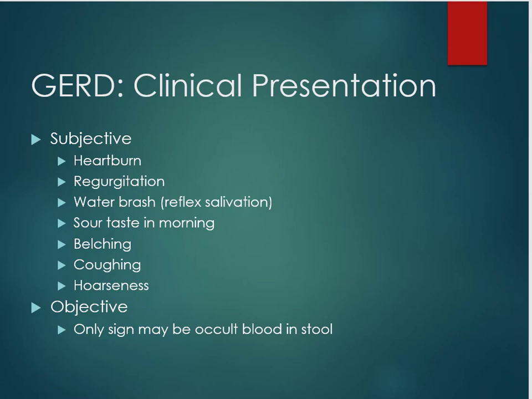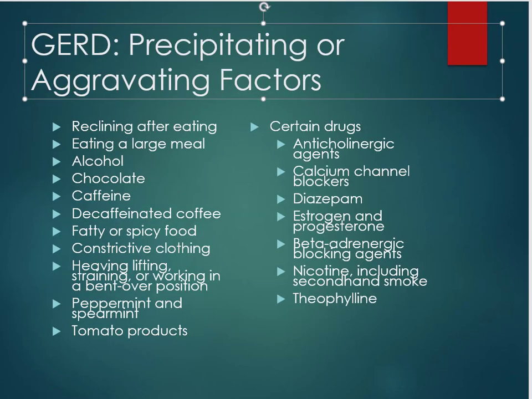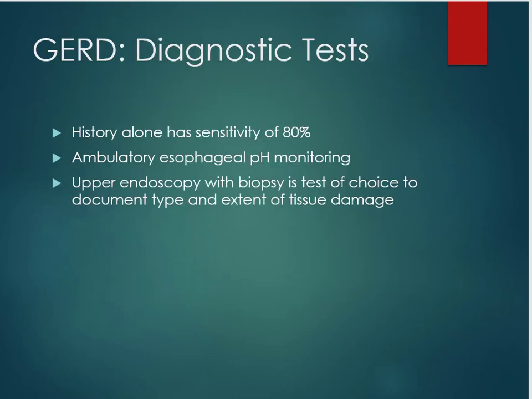Subjectively, your patient may complain of heartburn, regurgitation, water brash, which is reflux salivation, sour taste in the morning, belching, coughing, or hoarseness. And objectively, the only sign may be some occult blood in the stool. Some aggravating factors or precipitating factors are seen on this slide. I'm not going to read those to you. Take a moment and pause and review those.